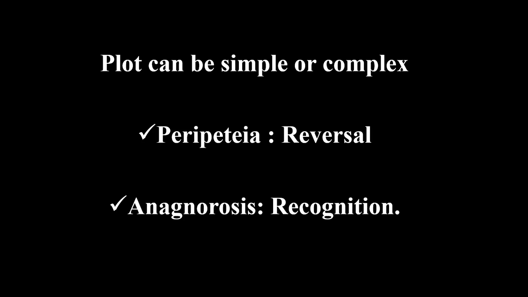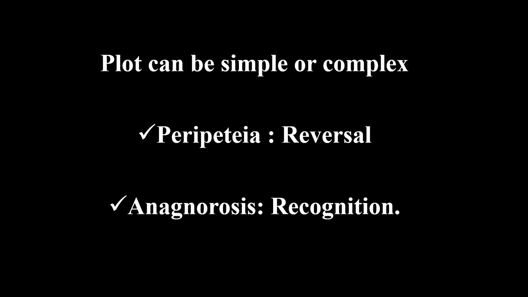And what is there in a complex plot? Aristotle thought that an ideal tragic plot would be one in which there should be reversal and recognition, and the plot which works on the principle of reversal and recognition is the complex plot. Aristotle has used these two terms, peripeteia for the reversal of situation and anagnorisis for recognition or discovery of truth.